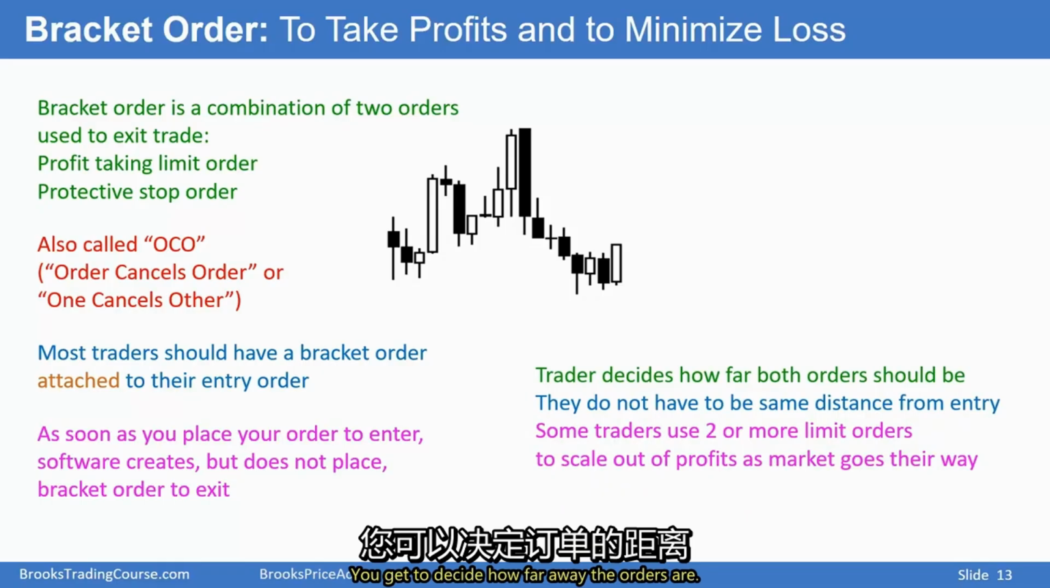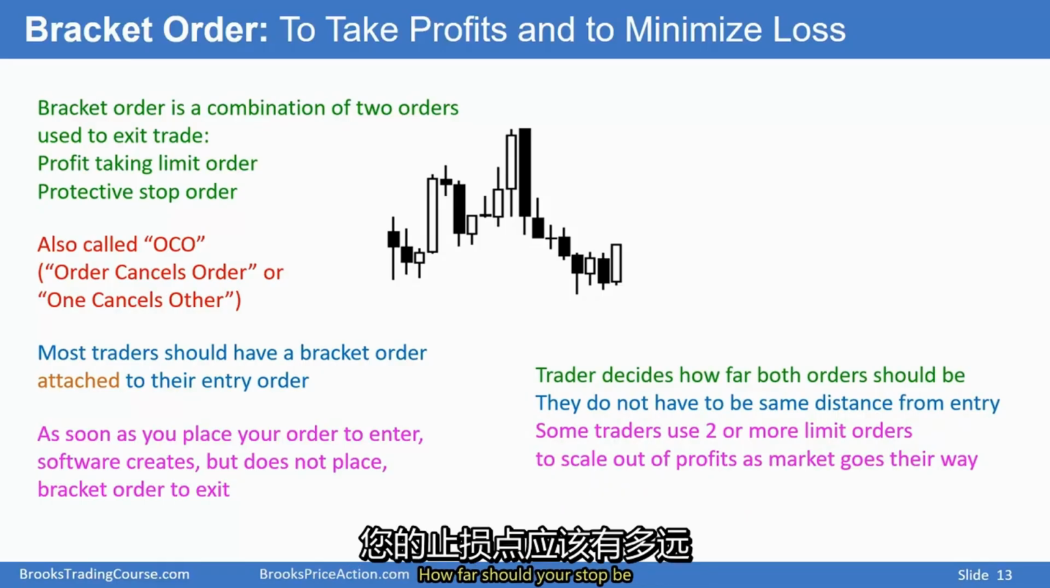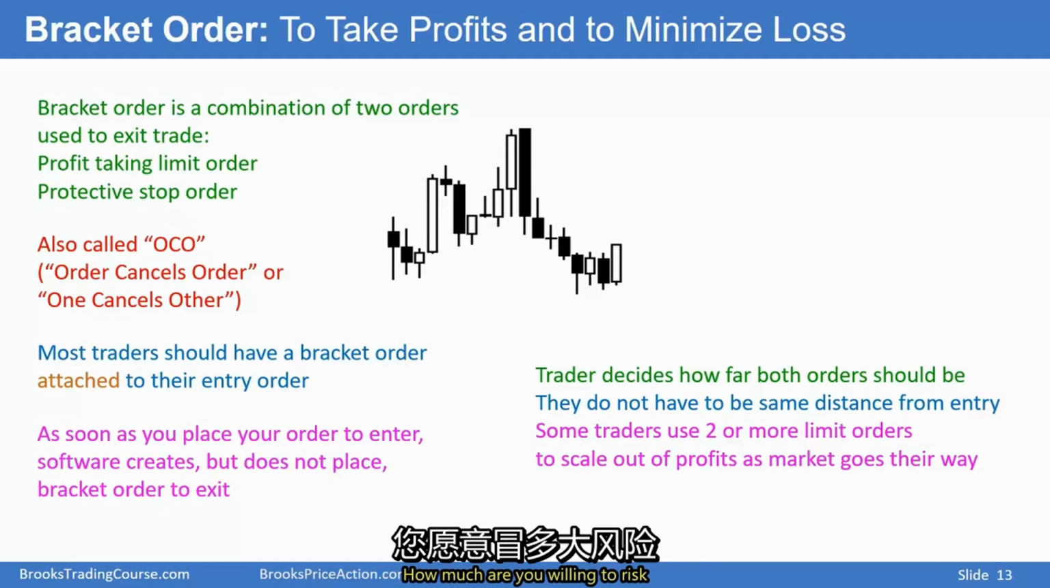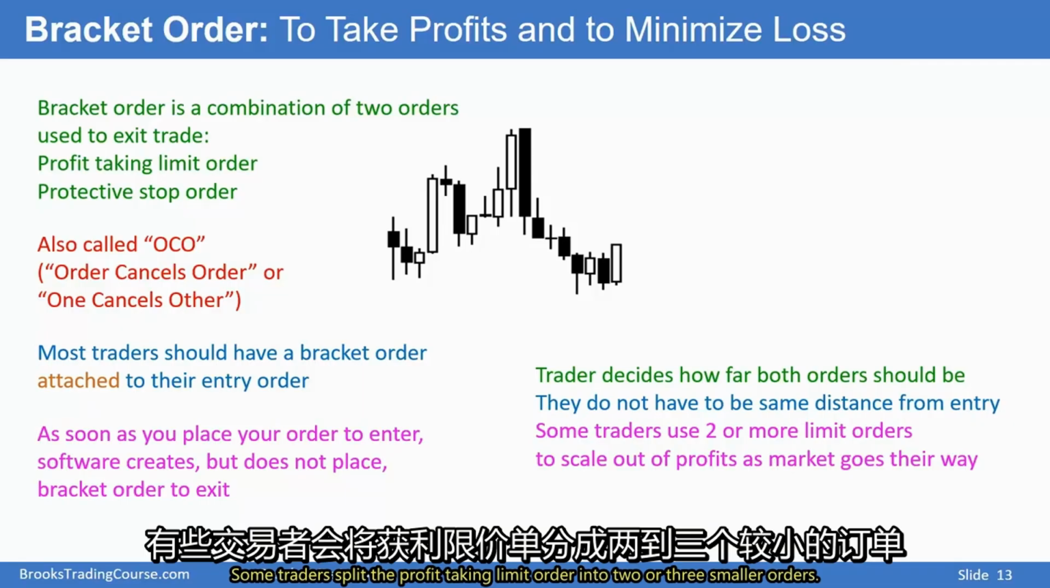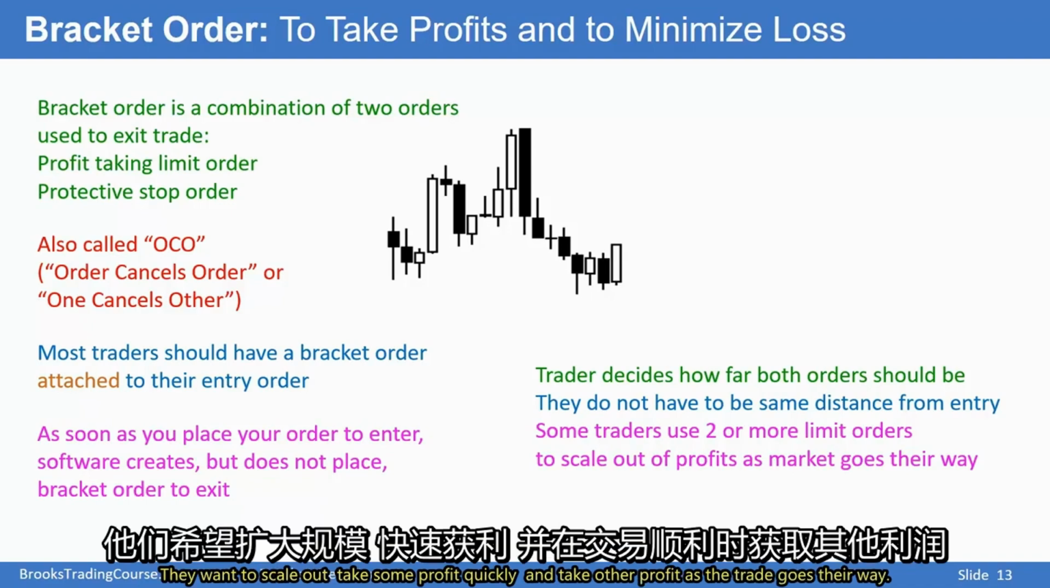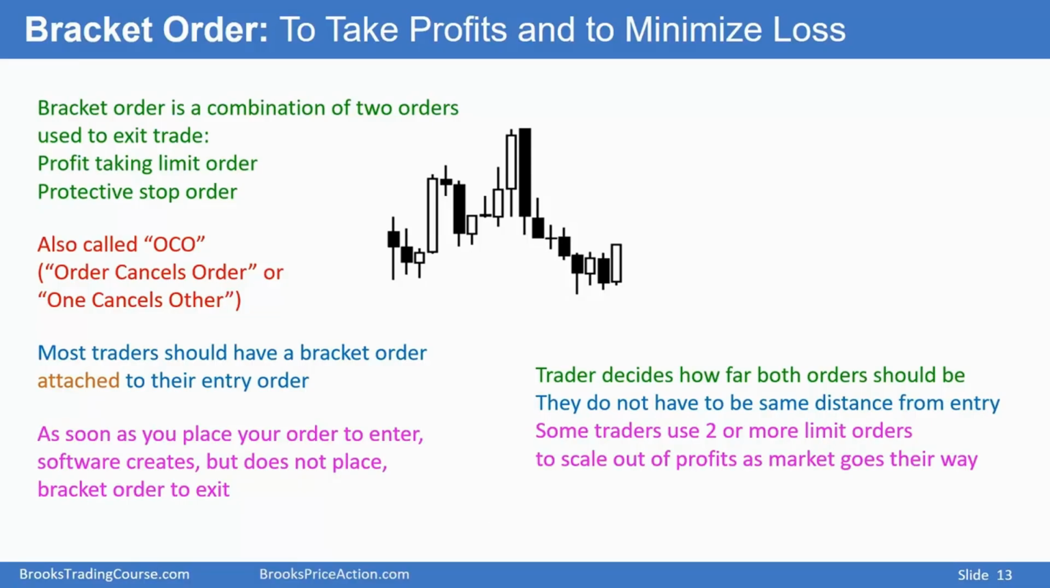You get to decide how far away the orders are. How far should your stop be? How much are you willing to risk? How far should your profit-taking limit order be? Some traders split the profit-taking limit order into two or three smaller orders. They want to scale out, take some profit quickly, and take other profit as the trade goes their way.